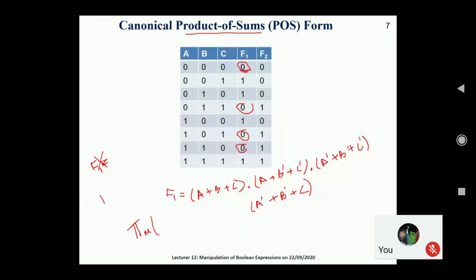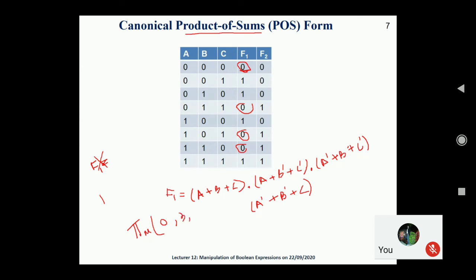So in this particular expression, what is the pi? A, B, C means all are 0. So this one is 0. Are you getting my point? The next one is 0, 1, 1. That means A is 0, B bar is 1, and C bar is 1. 0, 1, 1 means what? It is 3.